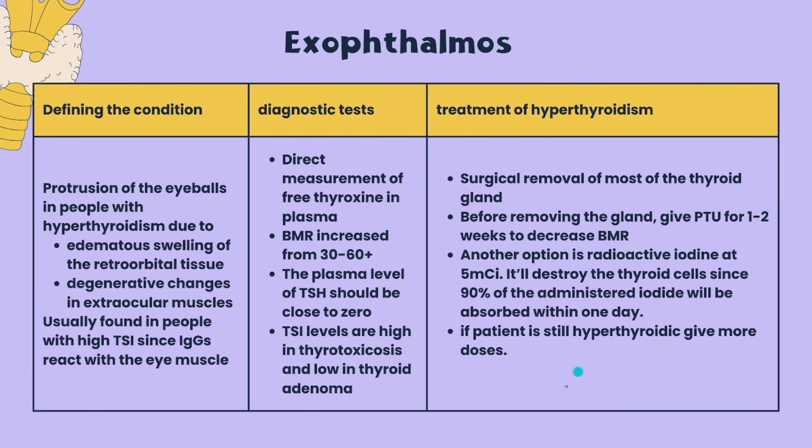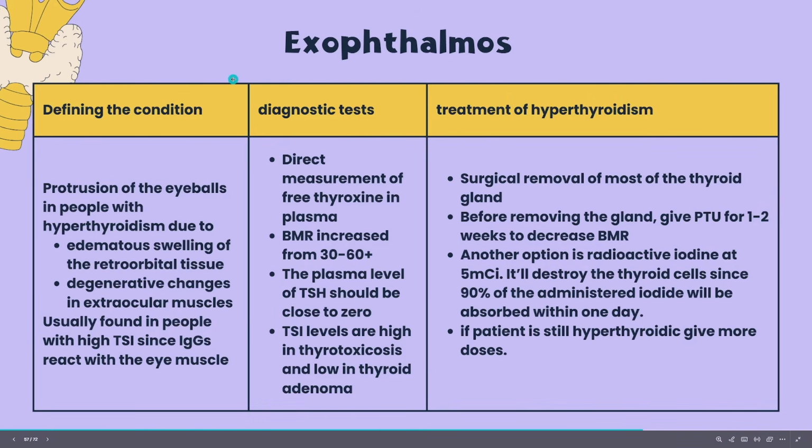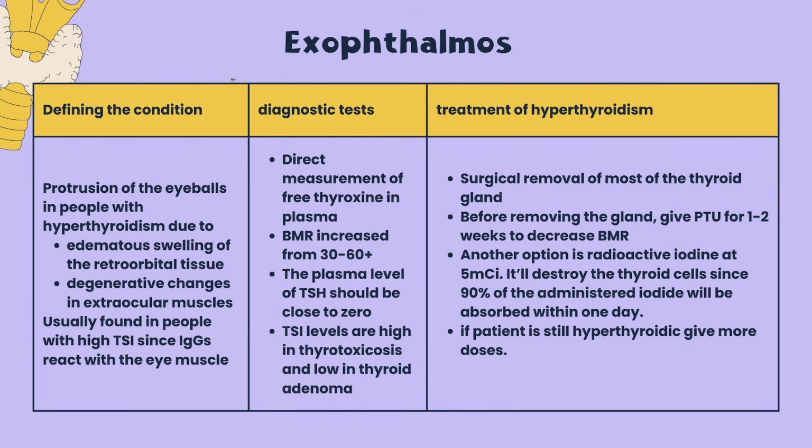Now we have exophthalmos. It looks scary, but we're going to make it very brief. Exophthalmos just means protrusion of the eyeballs. The eyeballs are more out. It happens in people with hyperthyroidism. How does it cause it? It causes swelling of the retro-orbital tissue, the tissue behind the eyes, so it's going to push the eyes out, and the extraocular muscles, the ones in front of the eyeball, are going to degenerate, making it look even more protruded.